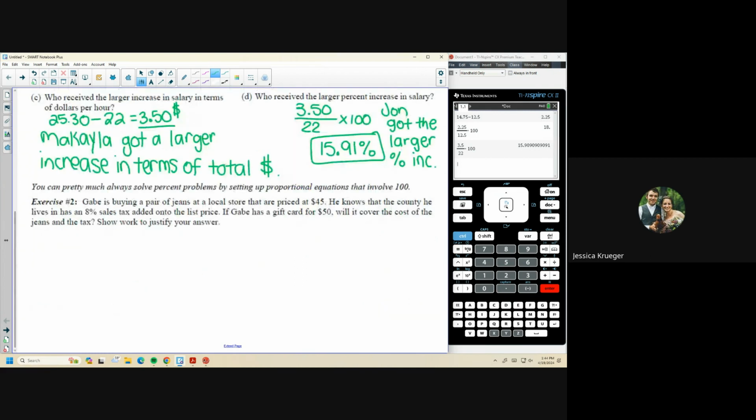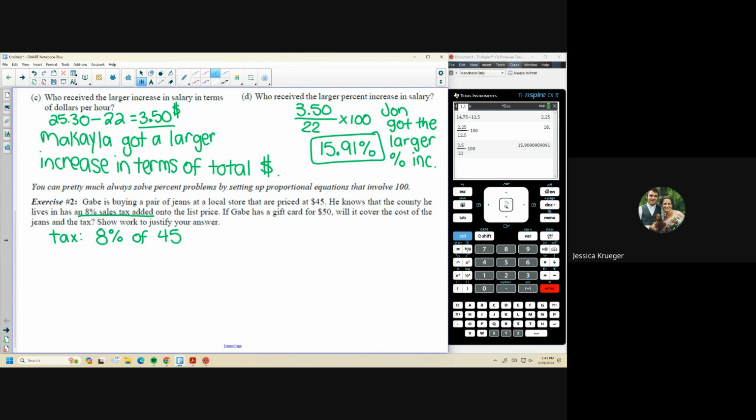Exercise 2. It says Gabe is buying a pair of jeans at a local store and they're priced at $45. He knows the county he lives in has an 8% sales tax added to the price. If Gabe has a gift card for $50, will it cover the cost of the jeans and the tax? So first thing I've got to figure out is how much is the tax? Well, the tax is going to be 8% of whatever the cost of the jeans are. And in this case, it's $45.